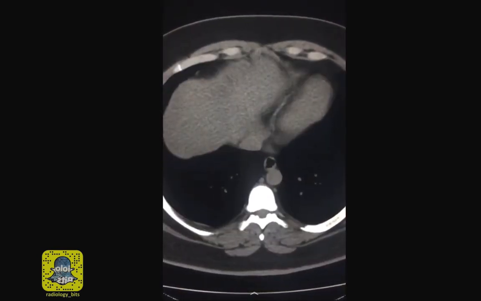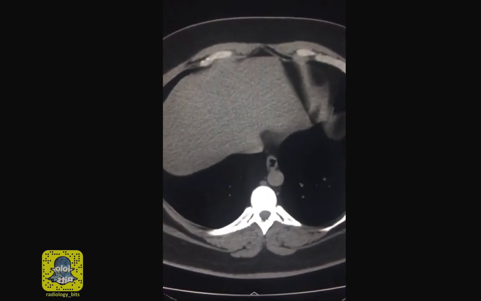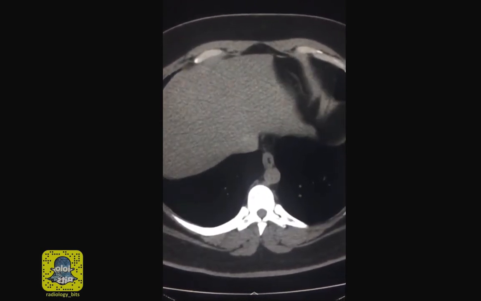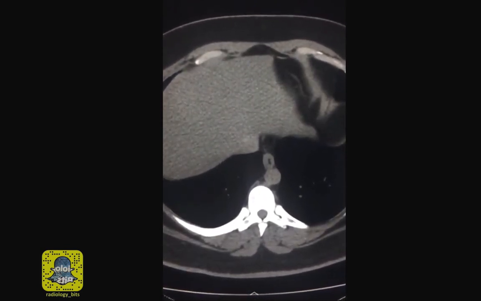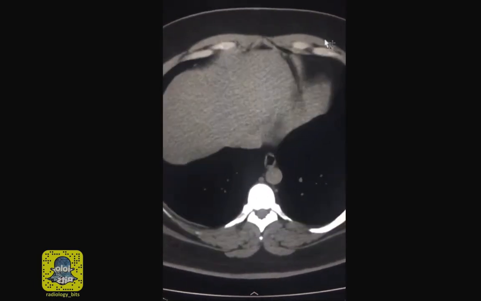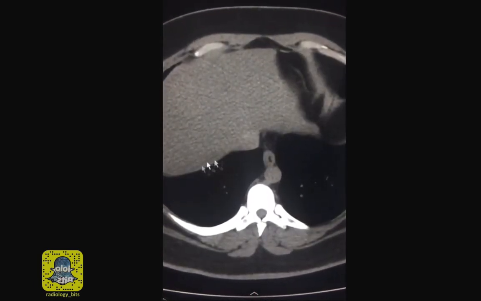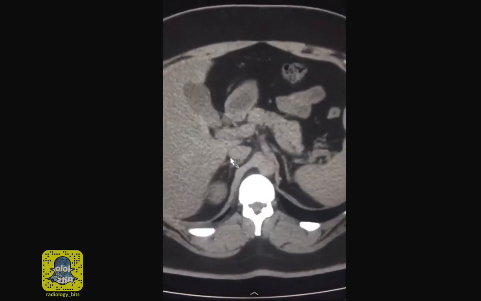So a CT scan of the abdomen was performed dedicated to assess the liver, starting with a pre-contrast image. So without IV contrast, there is no obvious focal abnormality within the liver.